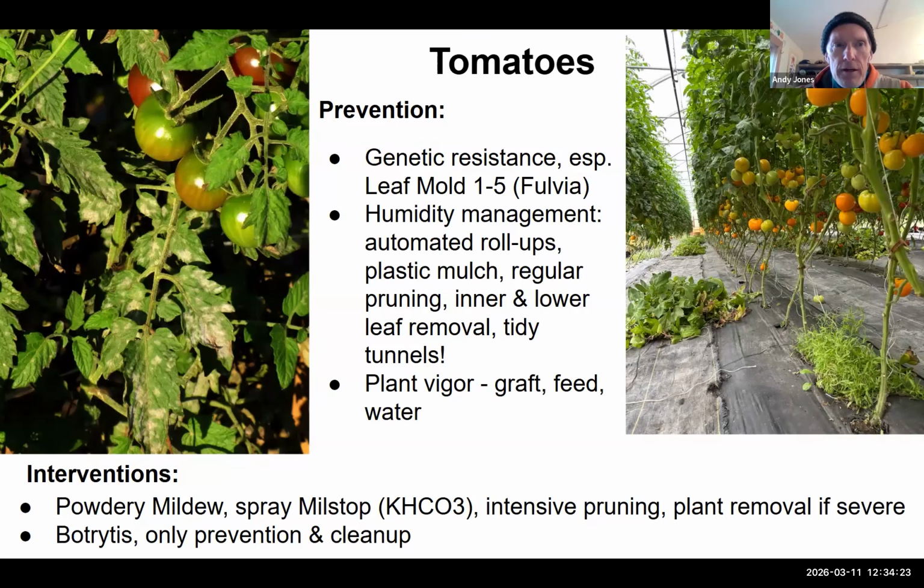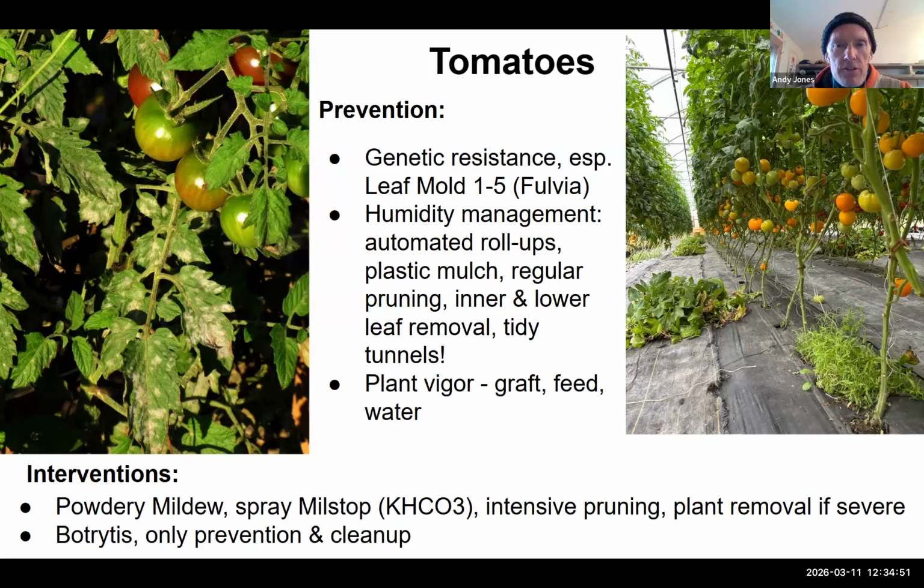Tomatoes really, the two issues are leaf mold and powdery mildew. The genetic resistance is critical for us. So buying leaf mold resistance, 1 through 5 Fulvia, is really basically every greenhouse tomato out there, with a few exceptions in the heirloom categories, are leaf mold resistant. So that makes things easier.